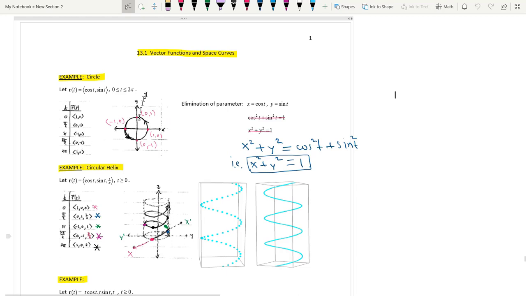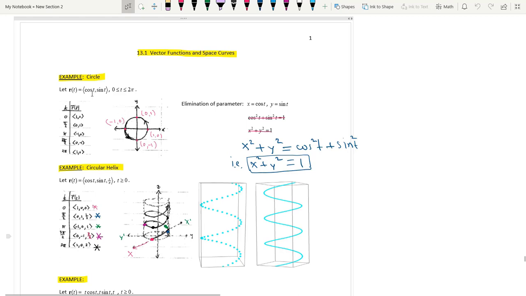Now on the xy plane, if we plot these points, then (1, 0) goes here, (0, 1) goes there, (-1, 0) is here, and (0, -1) is here. Then (1, 0) goes back to the first point. If we connect them, we get a circle. It also has a direction, because when the value of t increases, it traces in this direction.